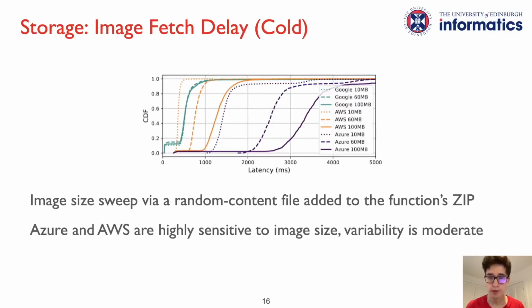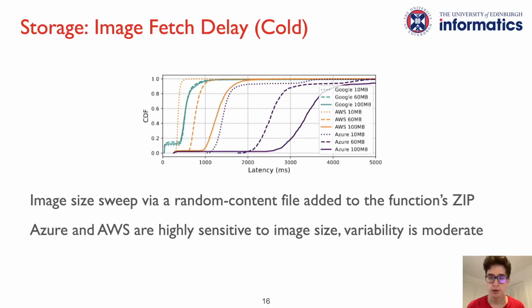In this experiment, we assess the impact of the image size on the median and tail response times upon a cold start by adding an extra random content file to each image. We only consider zip-based deployment method here, as this method is supported by all three of the studied providers.